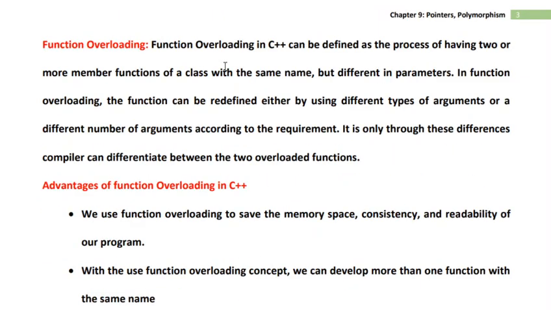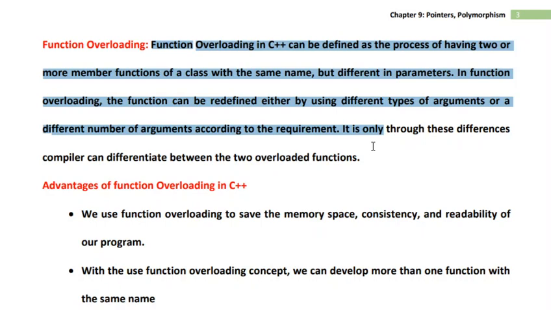Now let us try to understand what function overloading is. Function overloading in C++ can be defined as the process of having two or more member functions in a class with the same name but different set of parameters. So function overloading is a process of having two or more member functions in a class with the same name but different set of parameters.